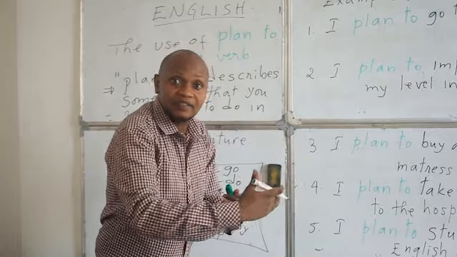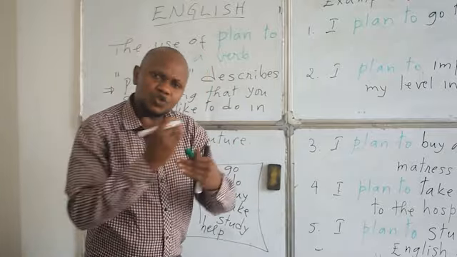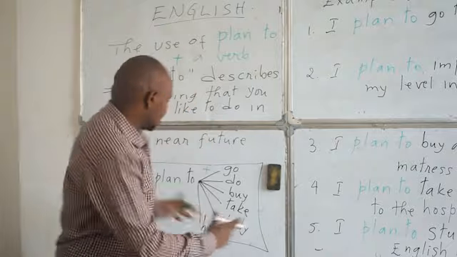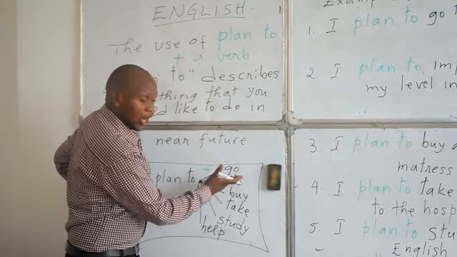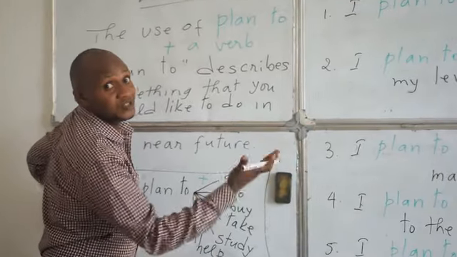That's very good. That's a very good sentence that you should use all the time. When you are planning to do something in near future, you are going to use this. I plan to go to Kenya. I plan to do maybe something. I plan to do something.